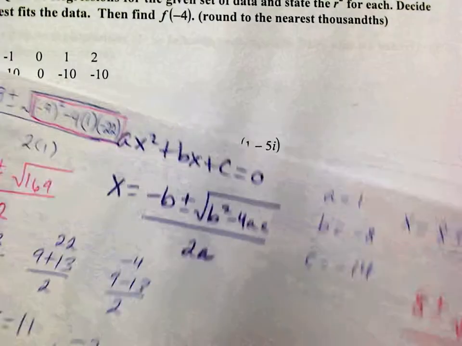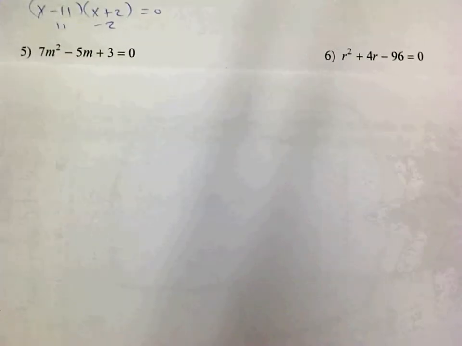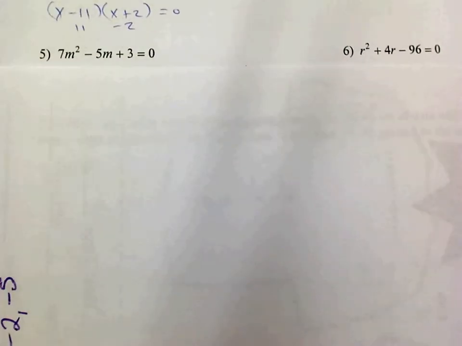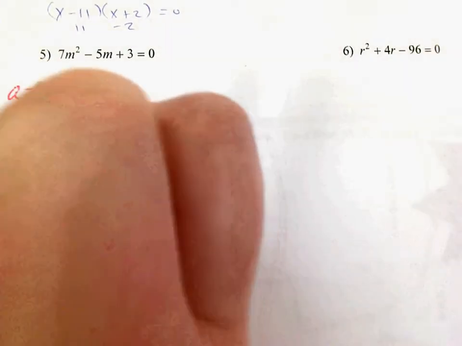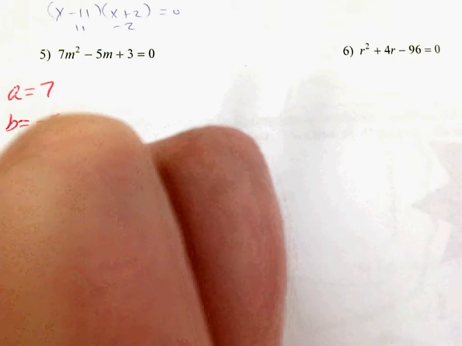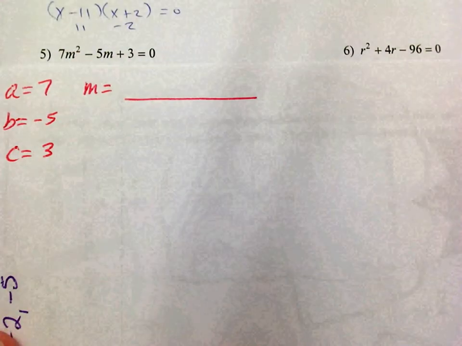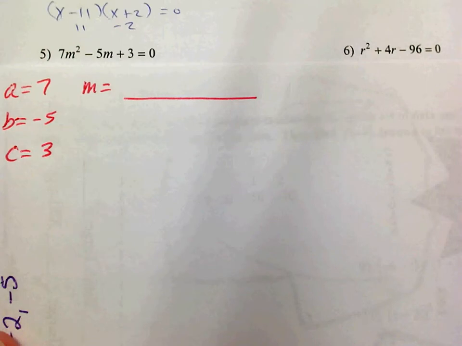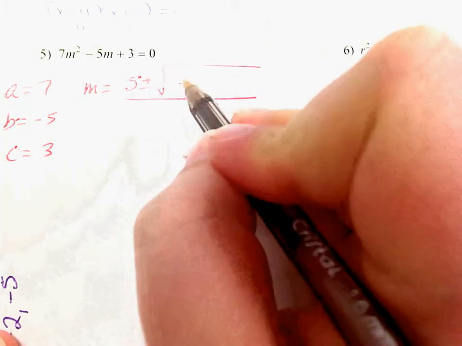Okay, what about number 5? Same deal? What's A? What's B? What's C? Okay. M equals opposite B, positive 5, plus or minus the square root of B squared, minus 4 times A.